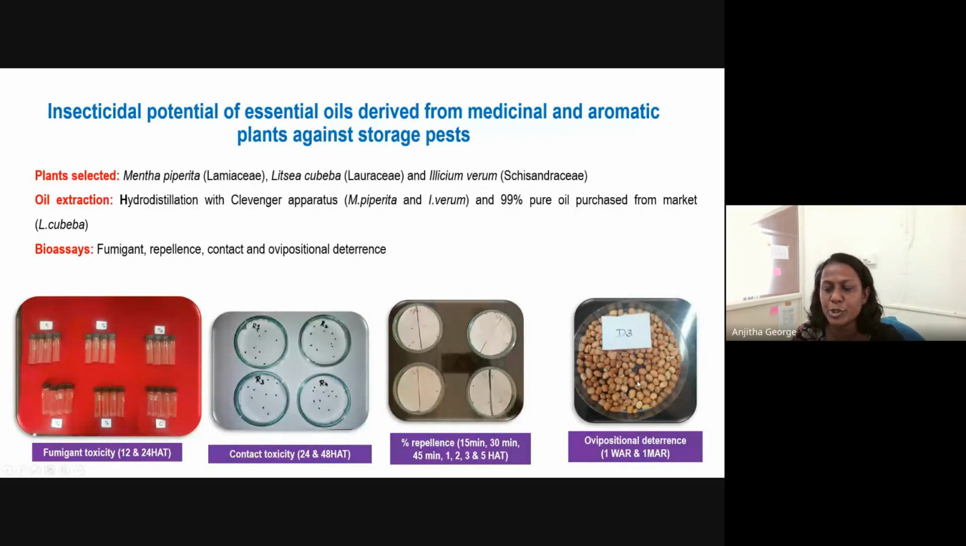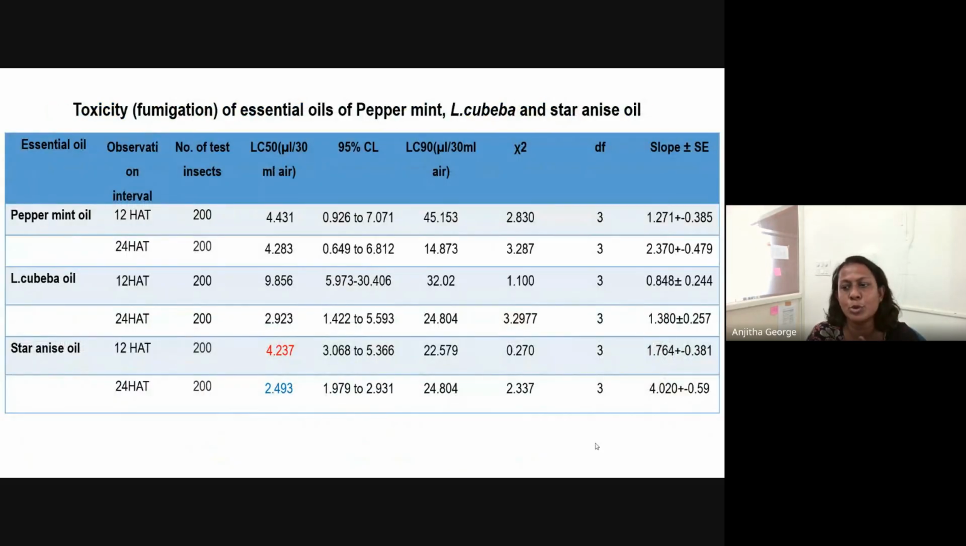The last one is ovipositional. What you have to do is treat the seeds with the specified dose of the essential oil, and after drying you release the adults, and we leave that for almost 1 month. If the adults have done egg laying, we observe it after 1 to 1.5 months. If adult emergence is there, it means the oil is not that effective. If no adult emergence is observed, it means the oil has toxic effects. That is how we conclude.